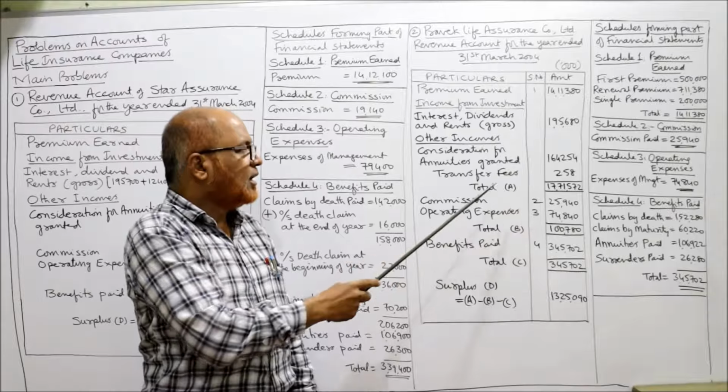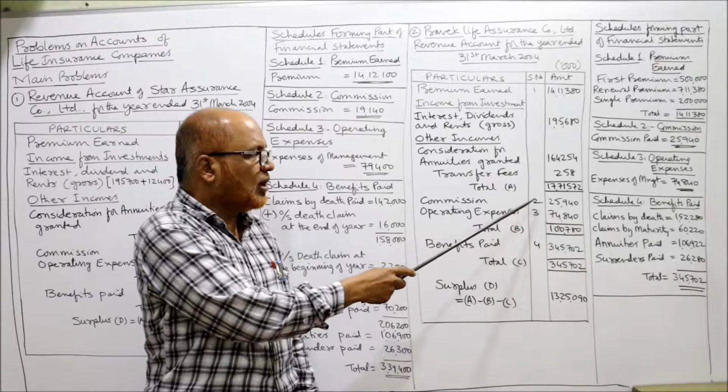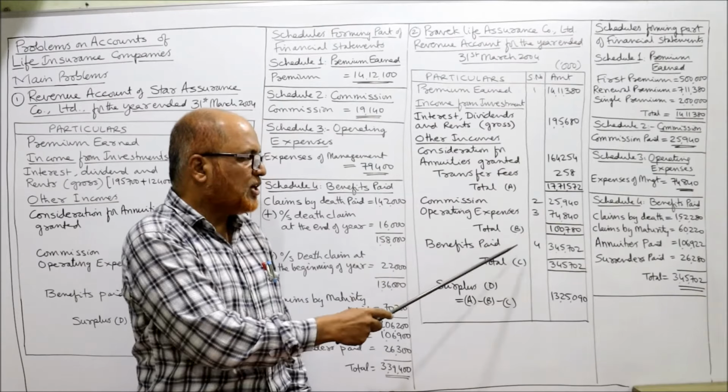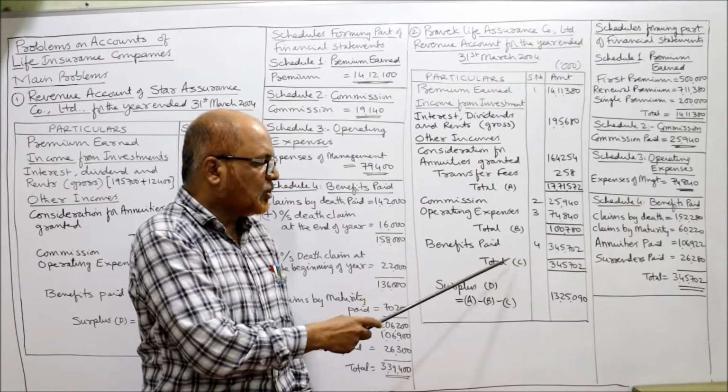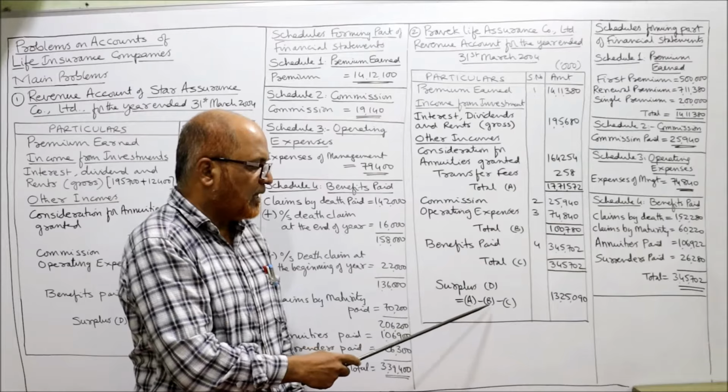Total of incomes. Now commission, schedule number 2. Operating expense, schedule number 3. Total of 2 and 3 schedule, total of B. Then we'll take benefits paid, schedule number 4. Then the total of 4, C. Then surplus D is equal to A minus B minus C.